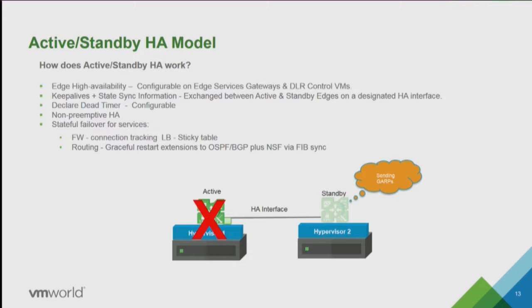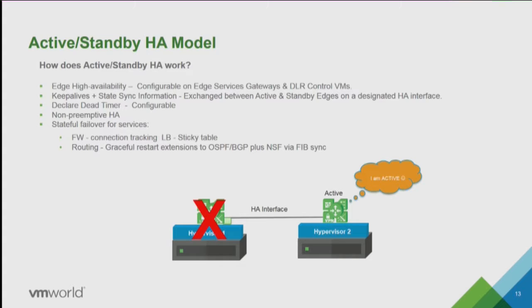So I need to let the fabric, all the other DLRs, and all my neighbors know that the IP is moving from the former active to myself. So we are doing that through a GARP. And as soon as the GARP is sent, it's considered active.